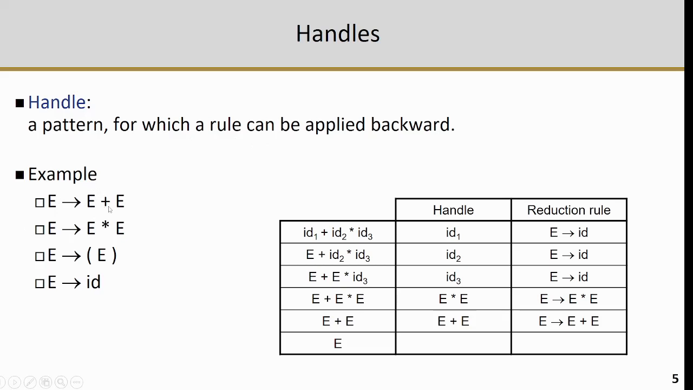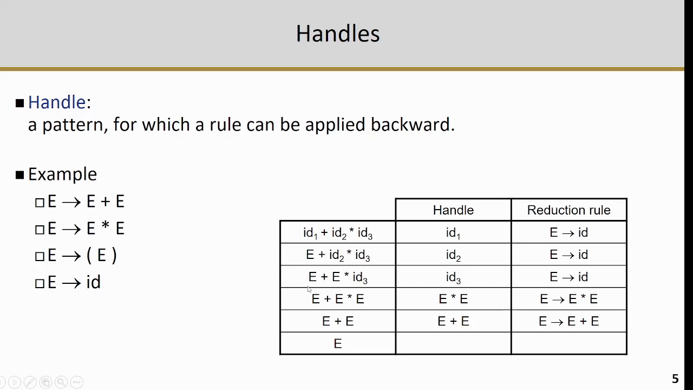Okay, for example, if we take a look at this example where we have derivation rules like E to E plus E, E to E multiplied by E, E to E in braces, or E to id, then if we have a sequence of tokens like id plus id multiplied by id, the id can be a handle because it can be derived from non-terminal E, so we can replace the id by an E, and the reduction rule is E to id. Similarly, in the second step, another id can be replaced by a non-terminal E, and finally the third id can be replaced by a non-terminal E.